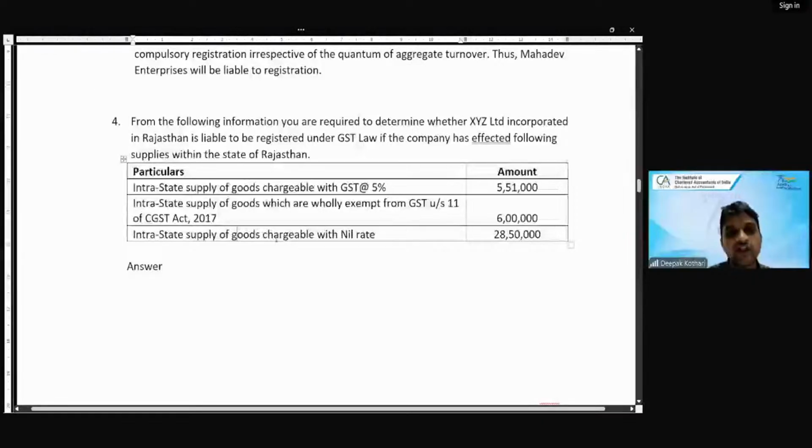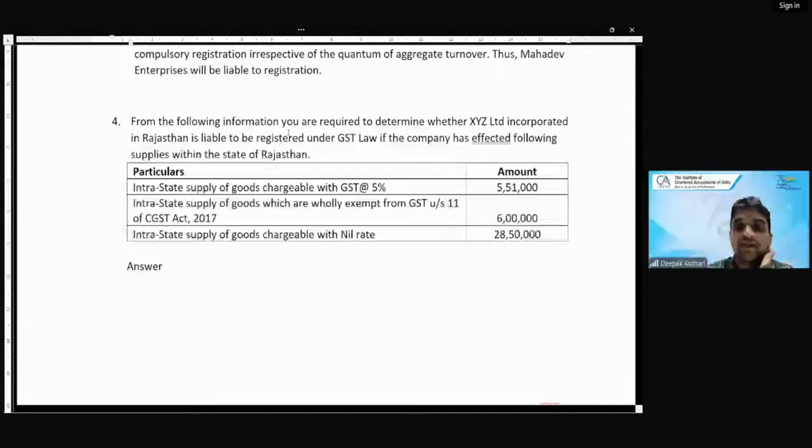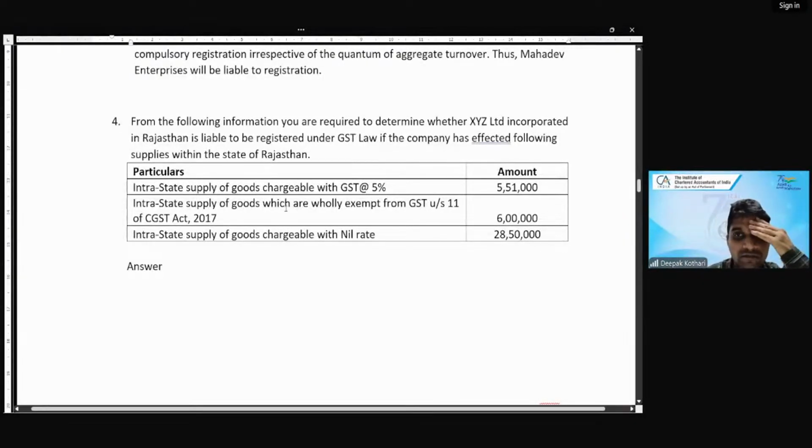Next question, छोटा question, answer भी छोटा ही होगा. From the following information, you are required to determine whether XYZ Limited incorporated in Rajasthan is liable to be registered under the GST law if the company has affected the following supplies within the state of Rajasthan. Interstate supply of goods chargeable with GST 5%, interstate supply of goods which are wholly exempt, interstate supply of goods chargeable nil rate 28,50,000.